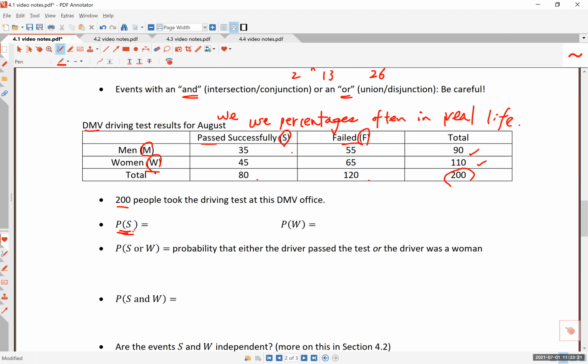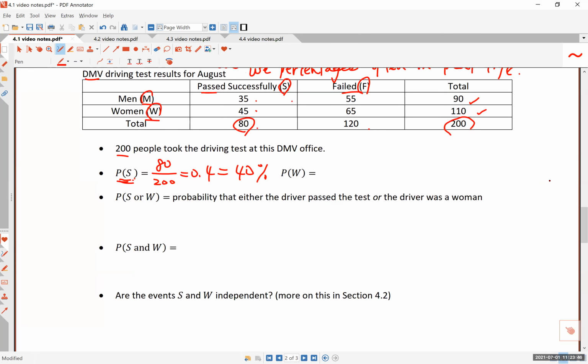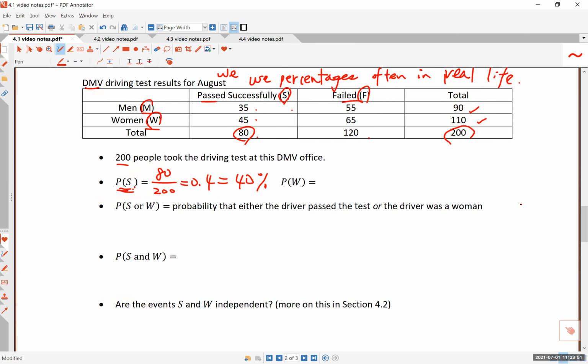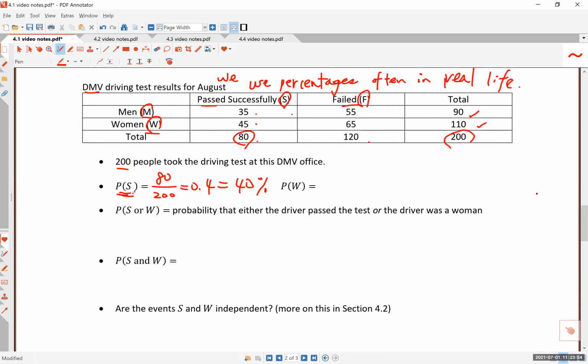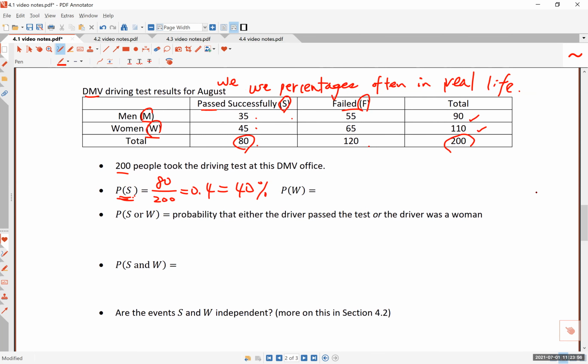What you have to do, and you'll have plenty of problems like this on your homework, okay? What is the probability of success? Instead of looking at these two numbers, you have to look at this number. 80 people succeeded out of 200. Now you can say it's 80 over 200, or you can say it's 0.4, right? But many times, if you're reporting this in the news or in a report, you'll say 40%, right? 40% of all the people who took the driving test passed the test.